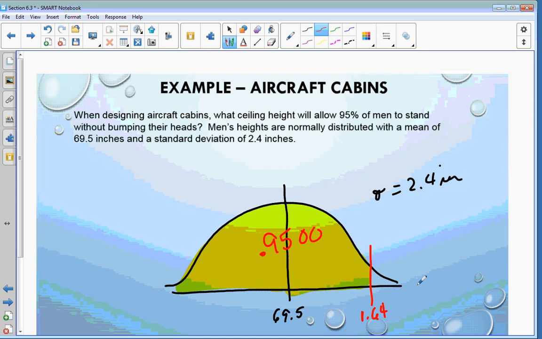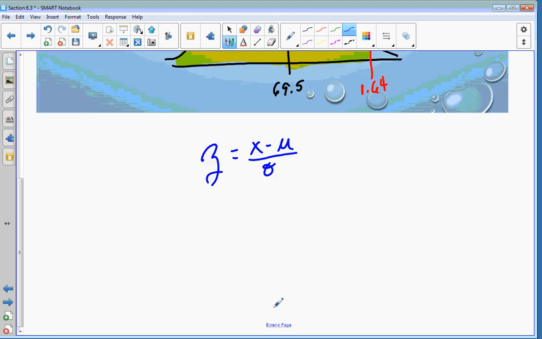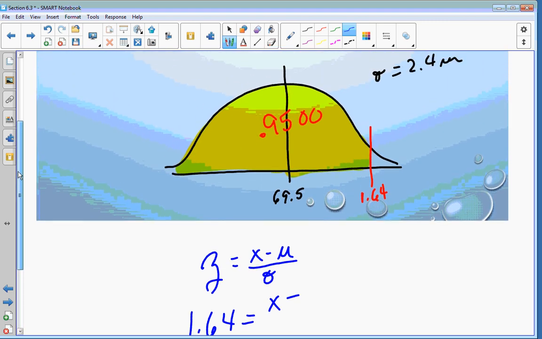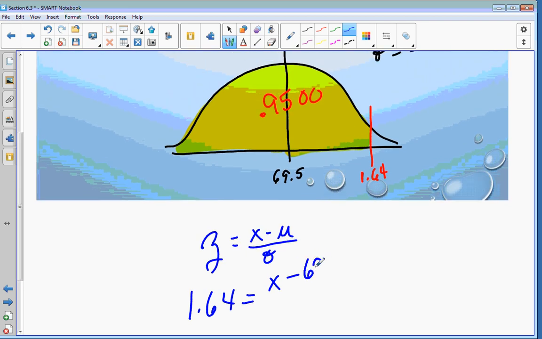Now that I know my Z-score, I'm going to use my formula. Z is equal to x minus mu divided by the standard deviation. Let's fill in the blank. Z we found to be 1.64 is equal to x. Well, x is what I want. I want to know the height of men at the 95th percentile. Minus mu, I've forgotten what mu is. Mu is the mean, 69.5, divided by the standard deviation, which is 2.4.